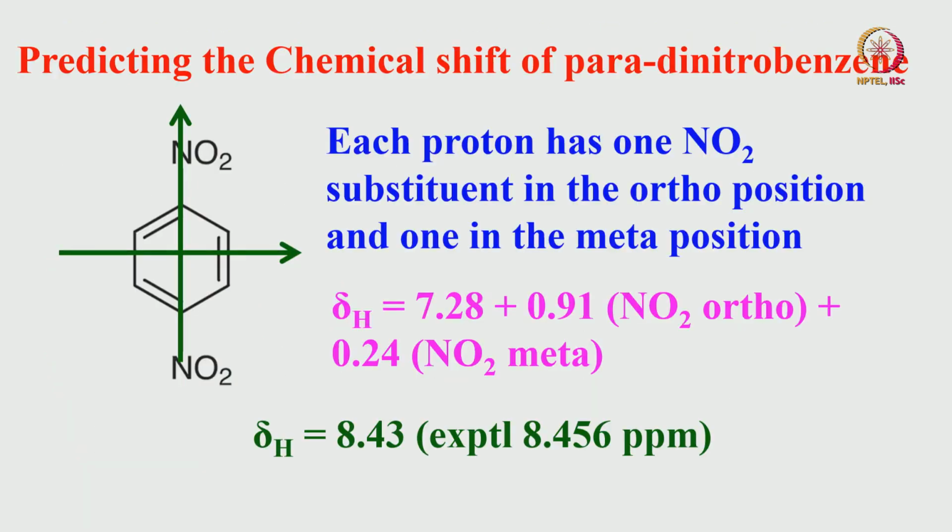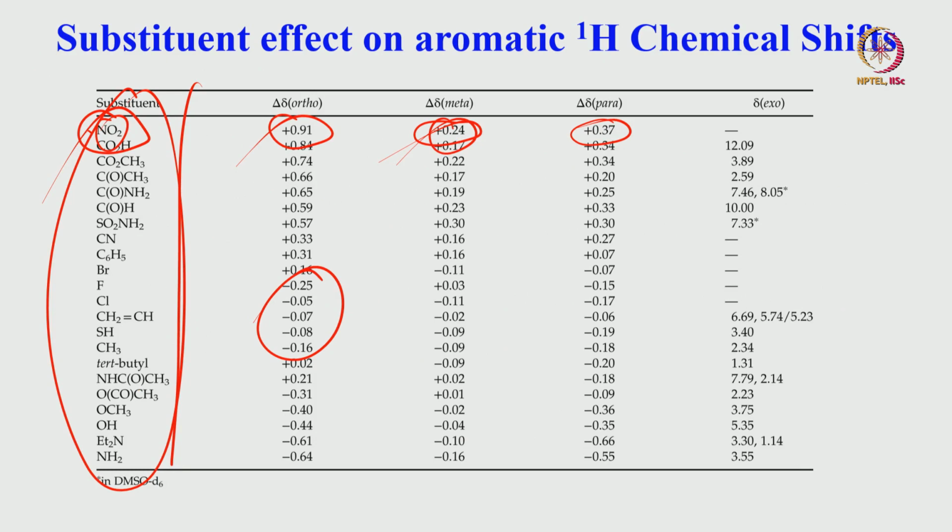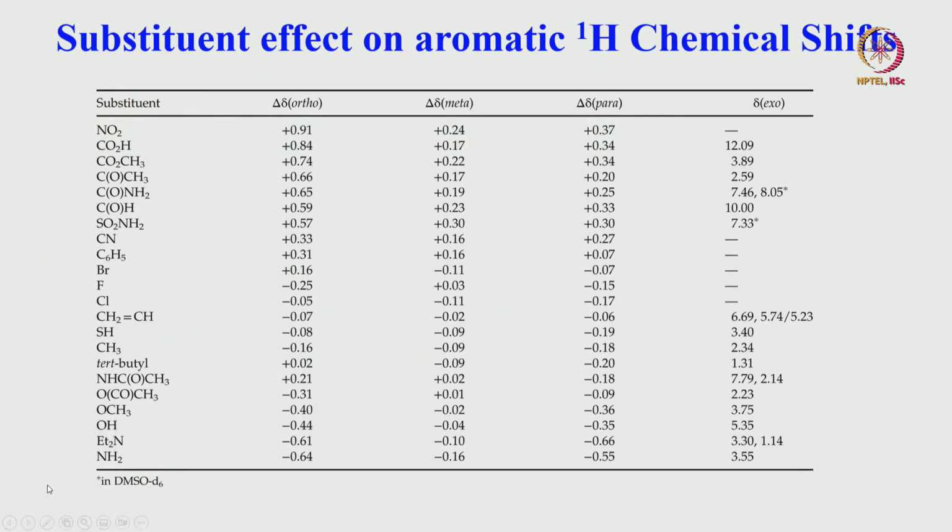Now I will take an example like this. It is para-dinitrobenzene. If I look at this one nitro group, I look at this proton. This proton has one substitution in the ortho position, NO2, and another NO2 in the meta position. Go back to the table here. In this table you can find the values. If it is in the ortho position, you have to add 0.91 to the base value. If it is in the meta position, you have to add 0.24.